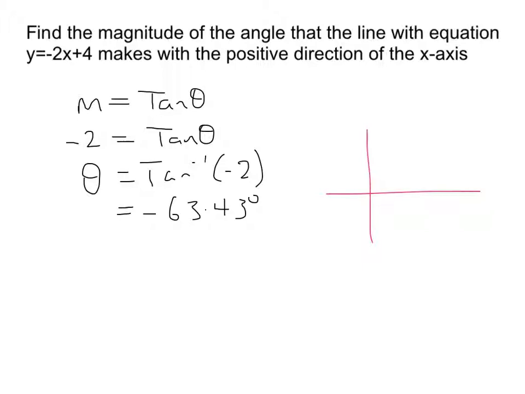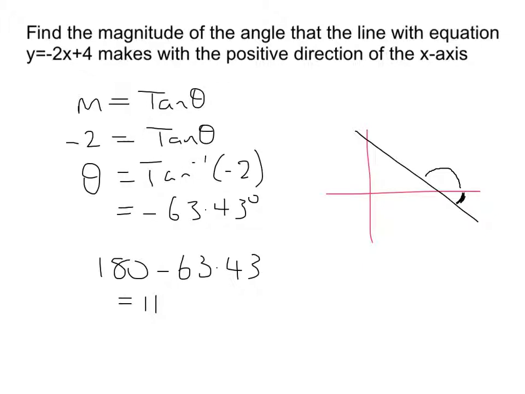Now what's happening with this one here is the line has a gradient of negative 2, so it's coming down like that. What we've done here is we've found this angle below the x-axis, and what we want to do is find the angle which is above the x-axis. So what we need to do is add our previous answer to 180. So 180, adding a negative number, you're just taking it away. Take away 63.43 equals 116.57 degrees.